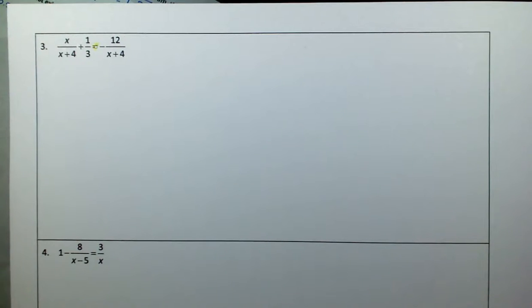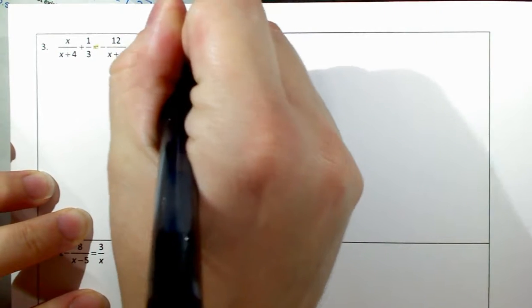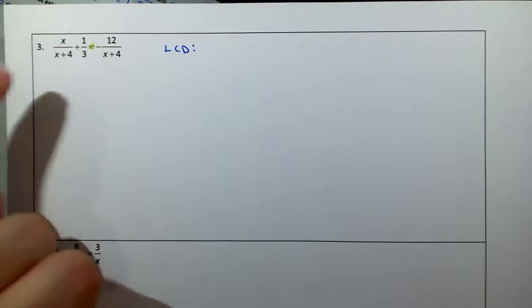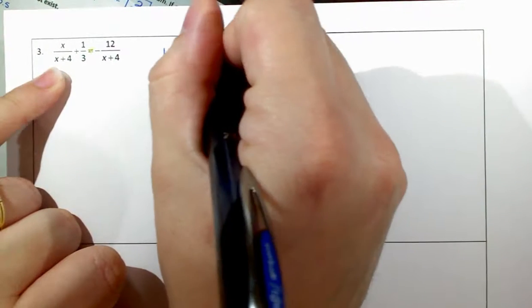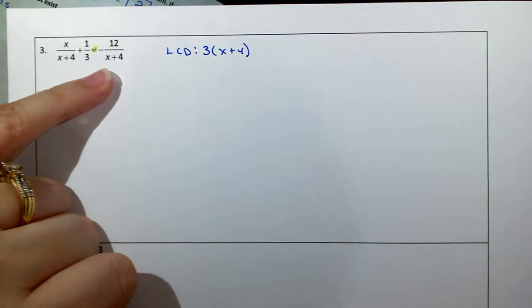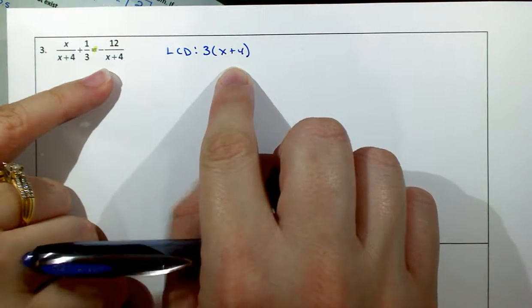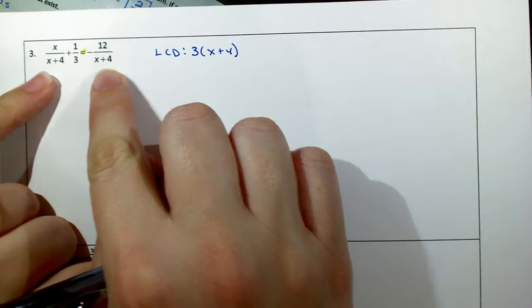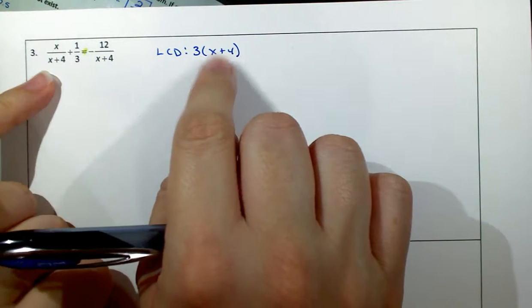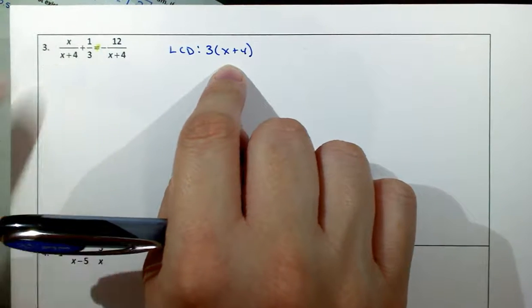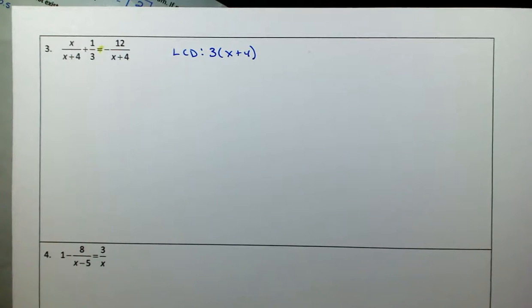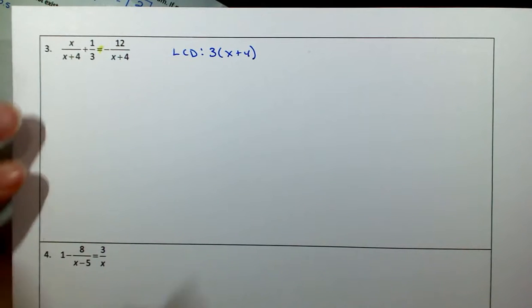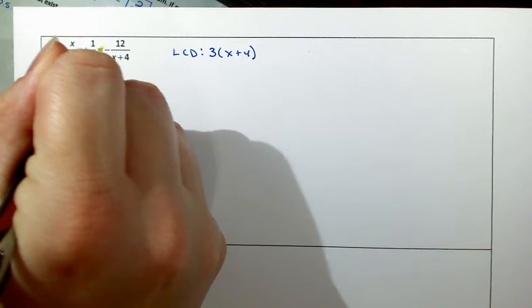The first thing we're going to do is find our least common denominator. So in this case, we have an x plus 4, we have a 3, so I'll put the 3 in front, and notice we already have an x plus 4, so we don't have to write it twice. This only occurred one time here, so I only need one x plus 4. They already have that in common. So now I'm going to multiply every single fraction by 3 times x plus 4.